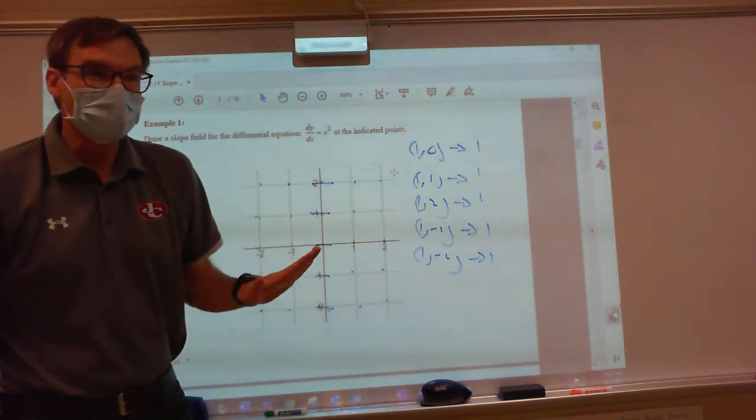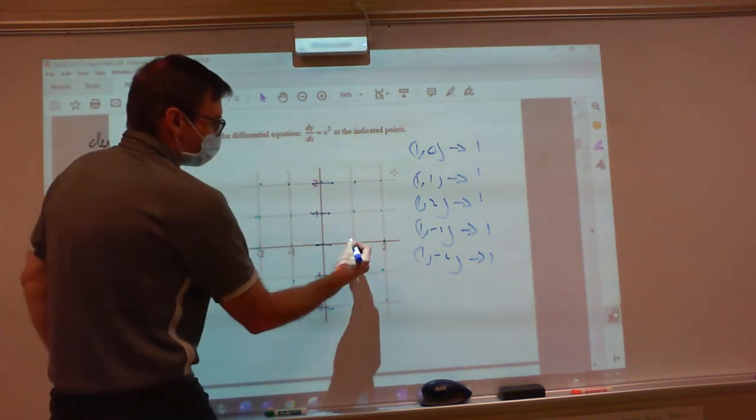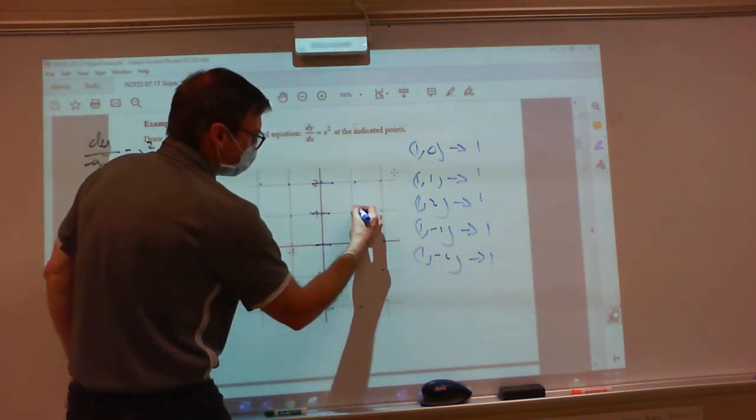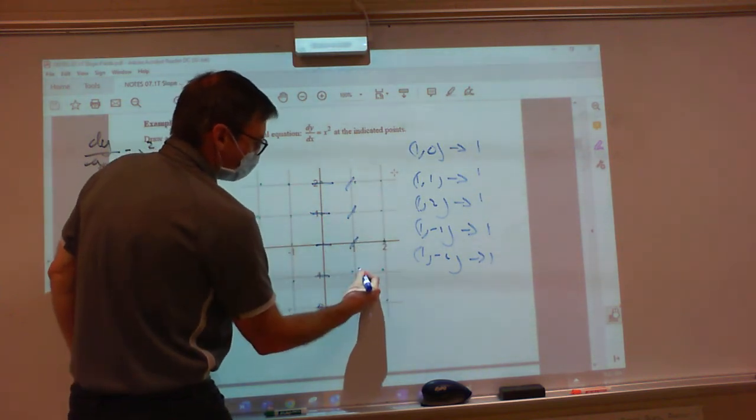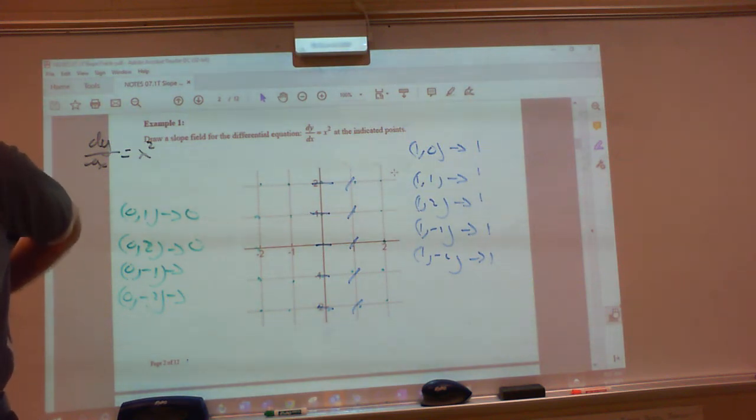And does everybody know what a slope of 1 looks like? It's that 45-degree angle. So we get to draw a 45-degree angle here, here, and here, and here, and here. We okay?